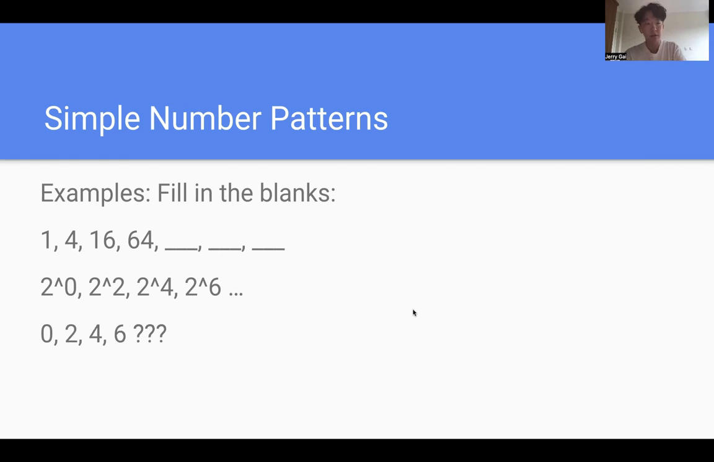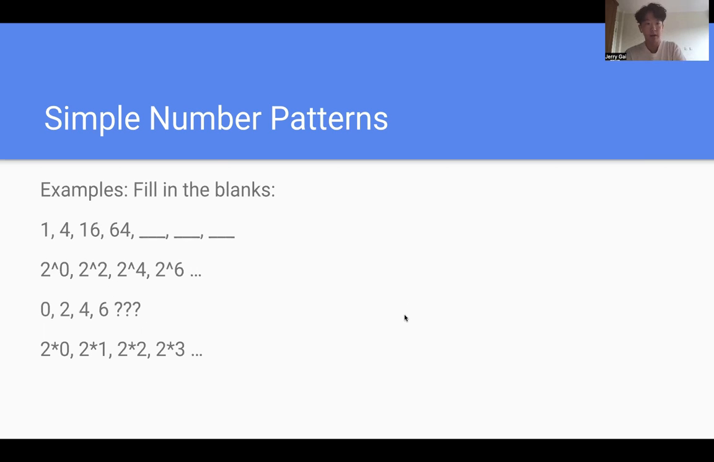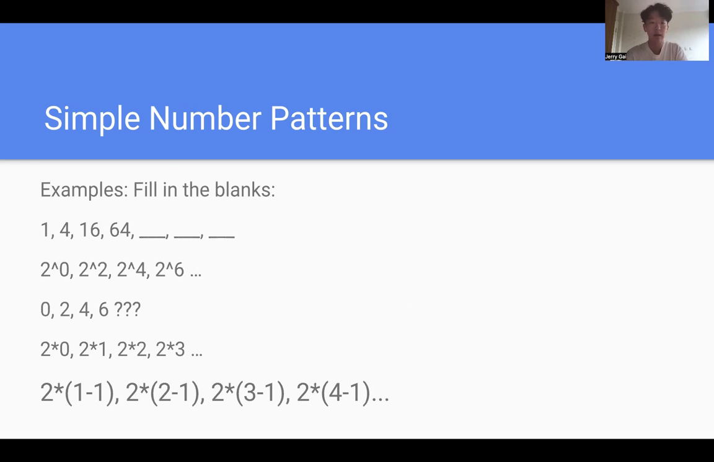So what is 0, 2, 4, 6? It is 2 multiply 0, 2 multiply 1, 2 multiply 2, and 2 multiply 3. And further, it is 2 multiply 1 minus 1, 2 multiply 2 minus 1, 2 multiply 3 minus 1, 2 multiply 4 minus 1. And that means the pattern of 0, 2, 4, 6 is that the nth number is just 2 multiply n minus 1.